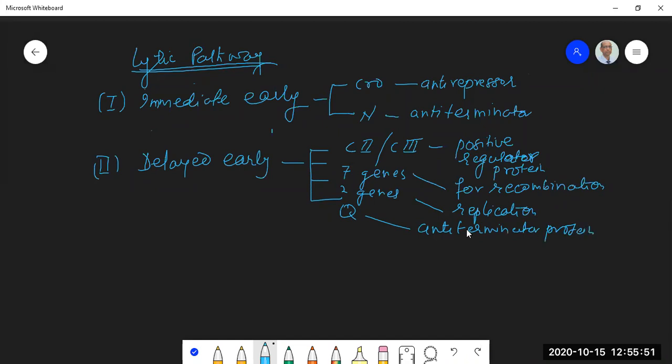Okay. So in delayed early, you have 4 sets of genes: C2 and C3, which code for positive regulator protein. Then there are 7 genes which code for proteins required for site-specific recombination. There are 2 genes whose proteins are meant for replication, which facilitate replication of the bacteriophage DNA. And there is one gene called Q, which is similar to N. It codes for an anti-terminator protein.